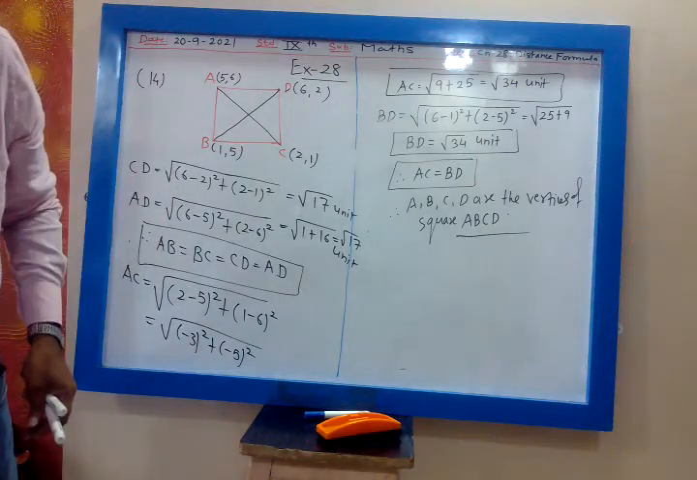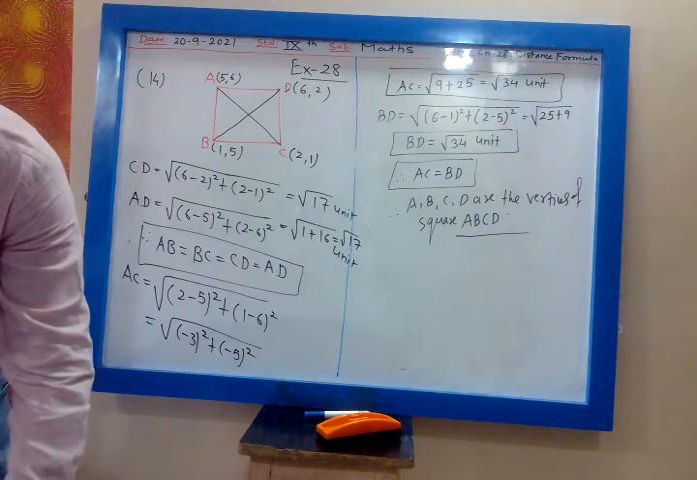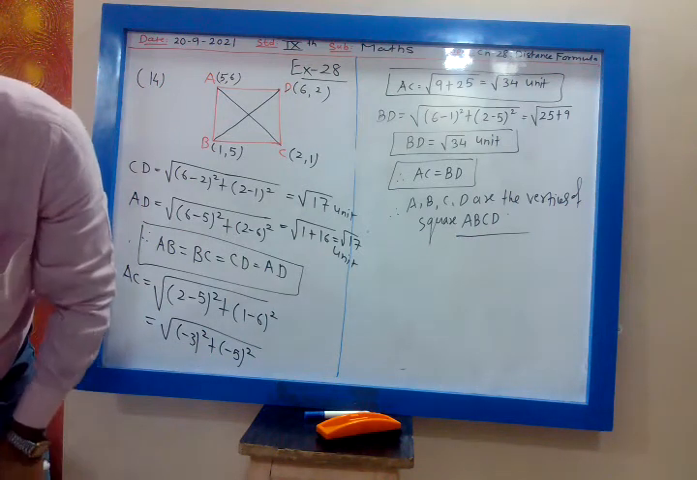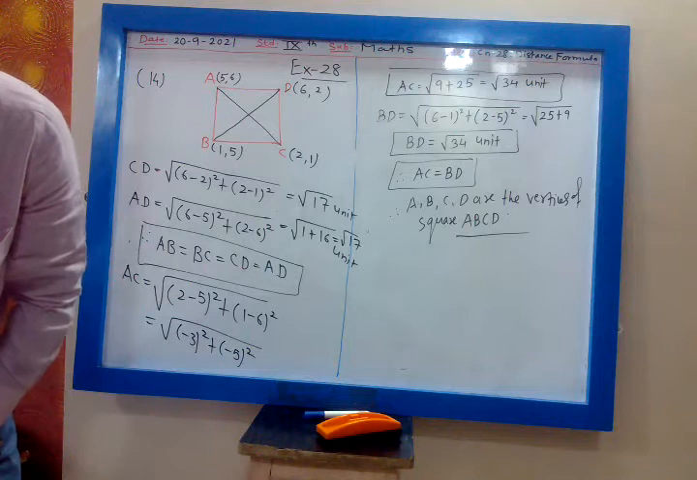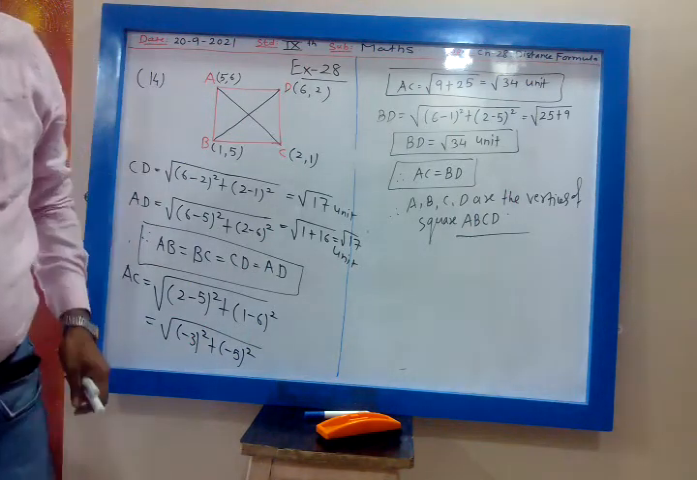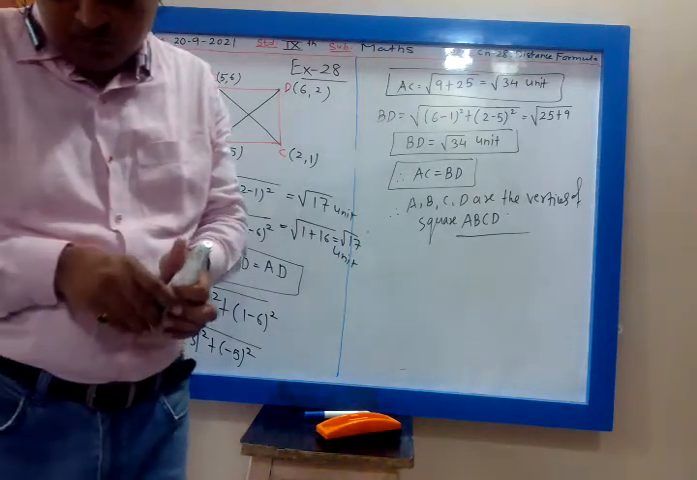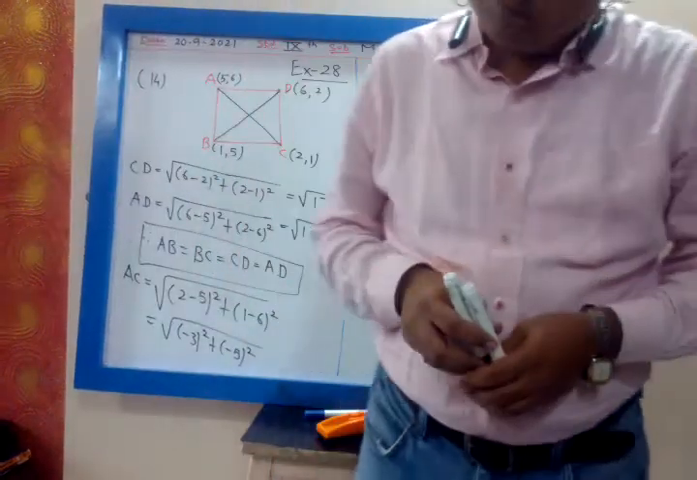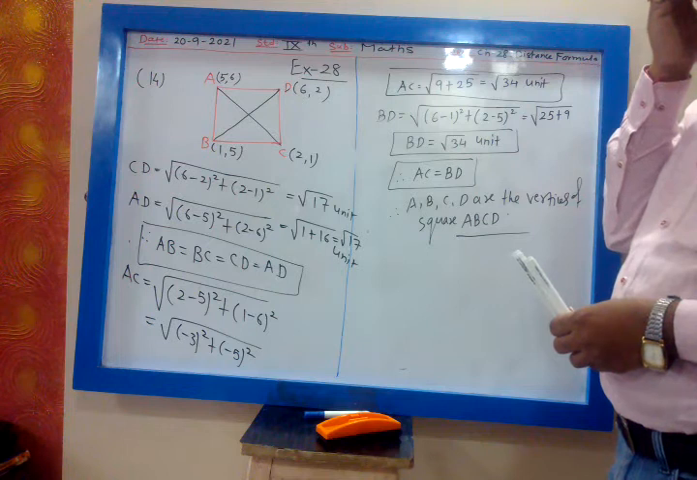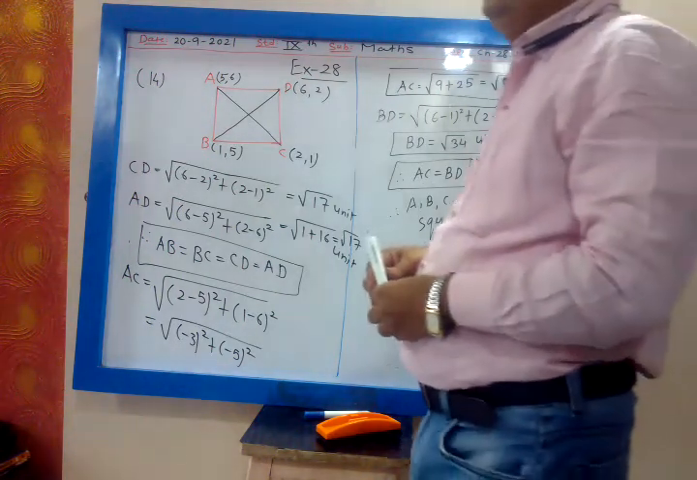Okay. Now 15th one. 15th one, show that they are the vertices of a rhombus. Vertices of a rhombus. Okay. So rhombus is same as square. Yes, rhombus is same as square.